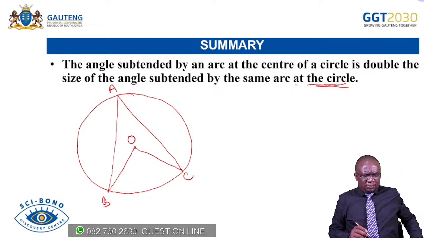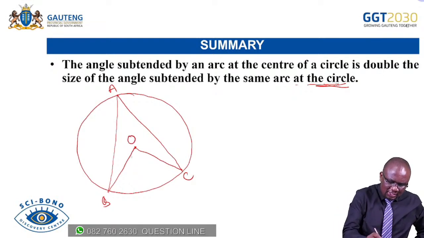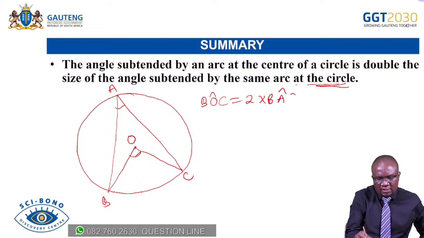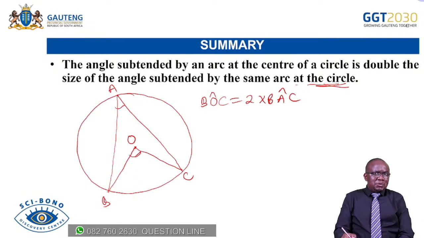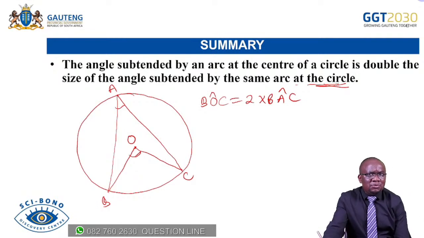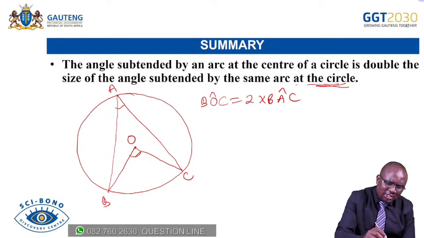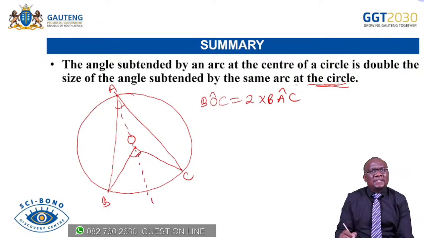What are we required to prove here? That this angle here, BOC, is equal to 2 times angle BAC. See that? And then what do we do, grade 12s? What did we do? We did a construction. We're going to draw a line. You see that? And then we have created 2 triangles there.